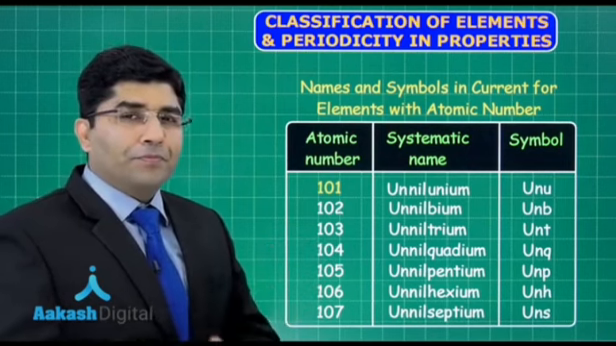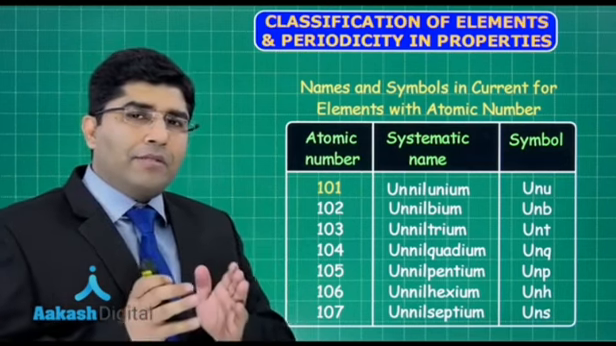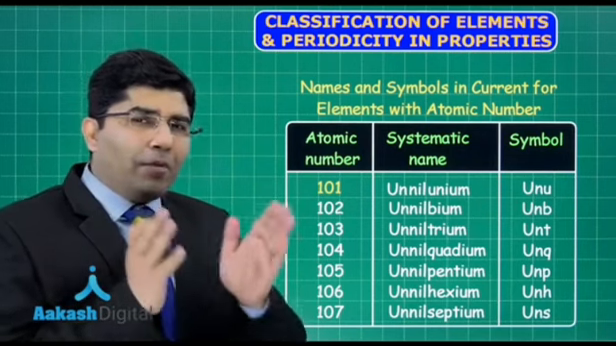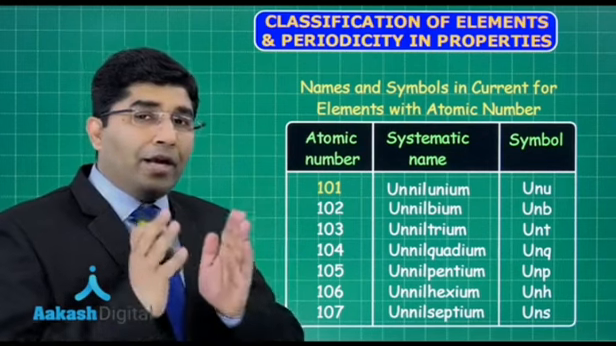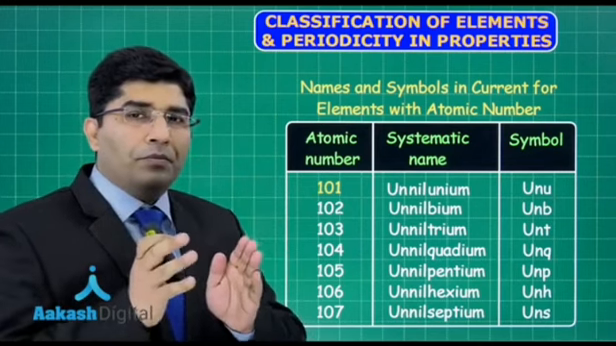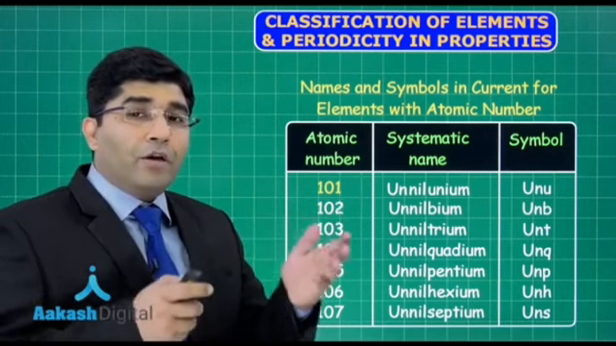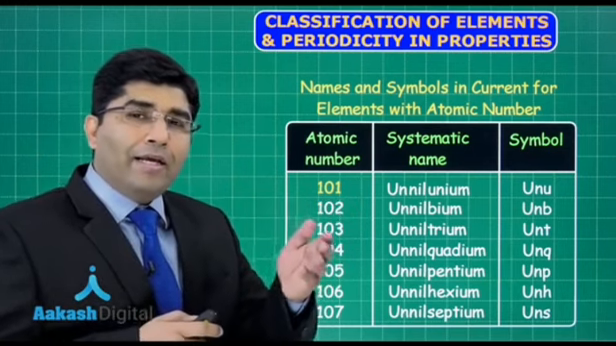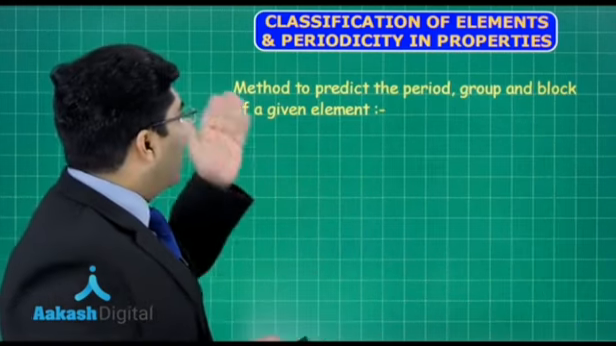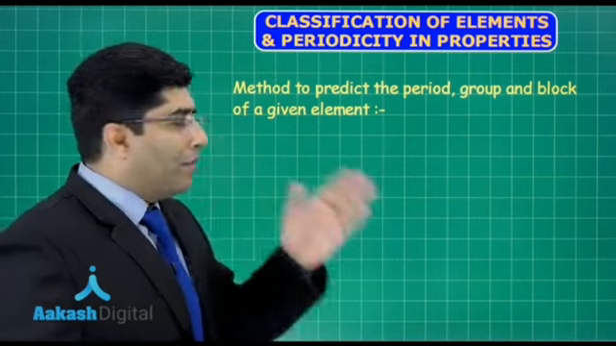Now, guys, there is one more very important question from the aspect of board examinations and competitive examinations. If the atomic number of an element is given to you, they ask in which group, which period and which block it belongs. There are some rules we have to follow, and then we can find the block, group and period of the element. And the methods to find them are as follows.